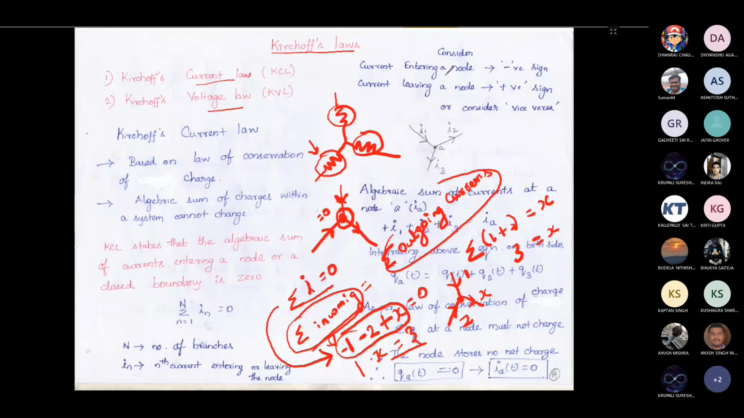That's why I have mentioned this is a convention. Current entering the node is considered negative, and current leaving a node is considered positive. You can also consider it in the reverse way, there is no problem with that. But if you consider one thing, consider it throughout, don't change it in between, else you will not get the right answer. So here what they have said is that the sum of currents at a node will be equal to 0, or the sum of currents entering will always be equal to the sum of currents leaving.